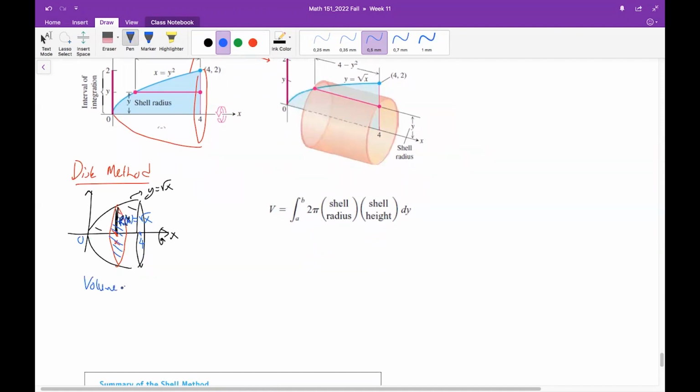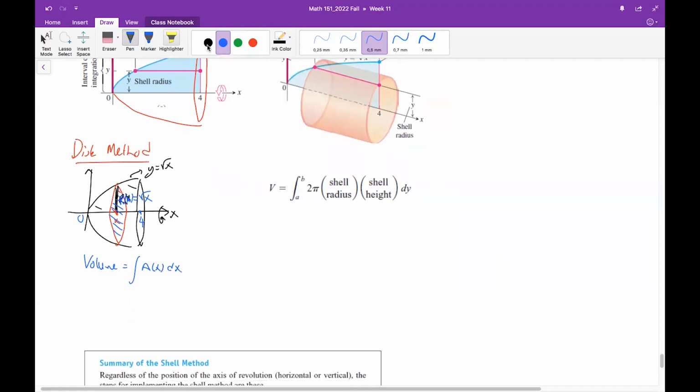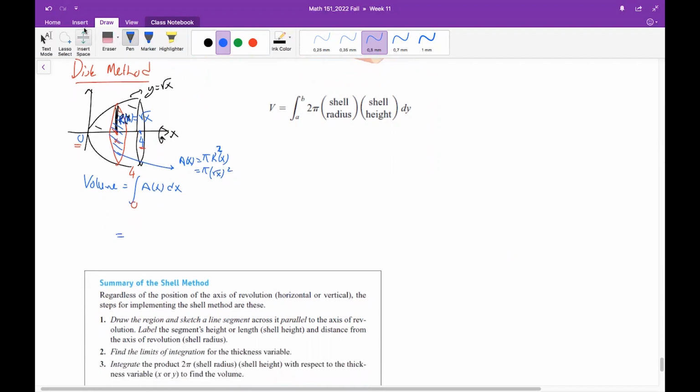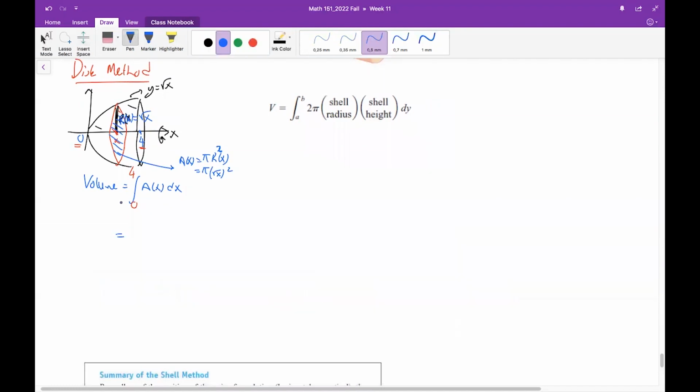So the volume is the integral of A of x dx, where you will integrate A of x from 0 to 4, from here to here. So what is A of x? A of x is the area of this disk. So A of x is in fact pi radius squared. So it is pi, radius is given by the curve, square root of x, squared. Okay, that's why by using this method, this example is so simple like this.